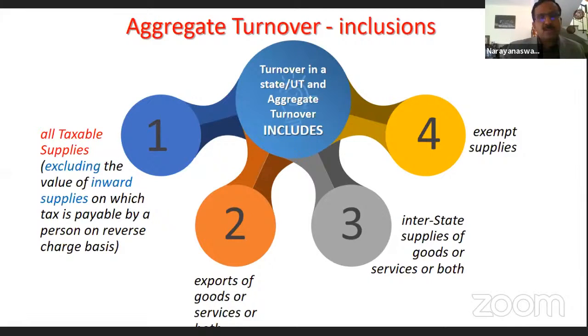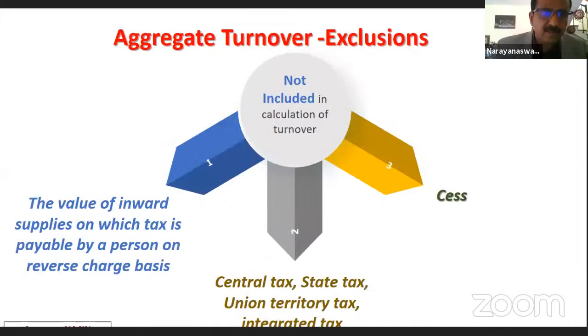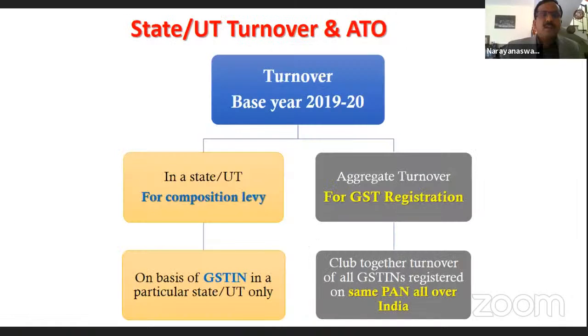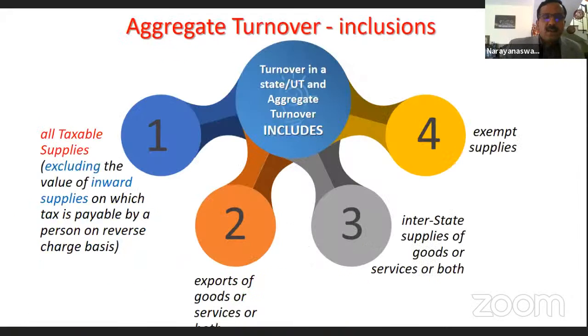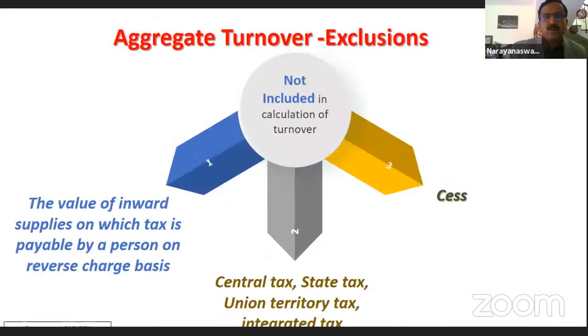Only one item is not required to be included here. That is, he is also required to pay tax on his raw material or whatever the services he has received, and that value will not be included. That means his own production, output, supplies, whether taxable or exports or transferred to other state or exempted, all those values should be included to arrive at the aggregate turnover.